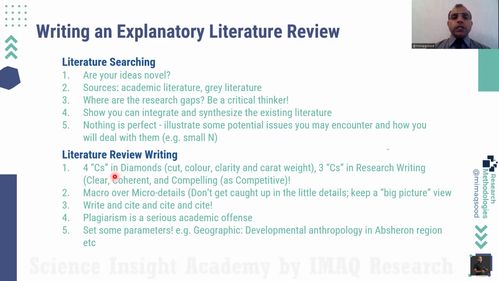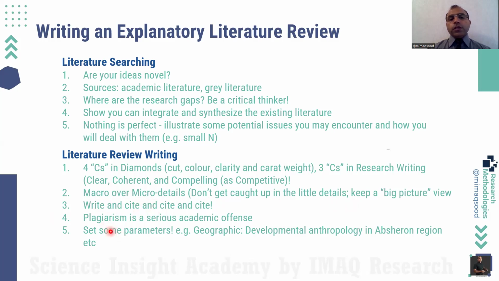There are four C's in a diamond: cut, color, clarity, and carat weight. There are three C's in research writing: it should be clear, coherent, and compelling, as well as competitive. So you should focus on the macro details. Do not get caught up in the little details. Keep the big picture, and cite, cite, and cite the most authentic literature. The more you cite, the more authenticity it gives to your research papers.